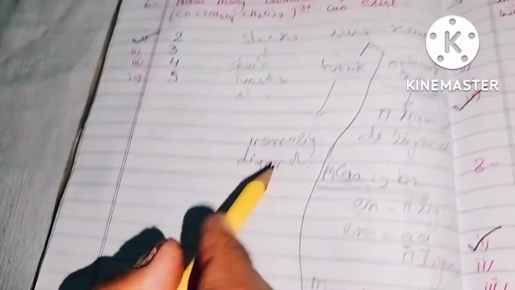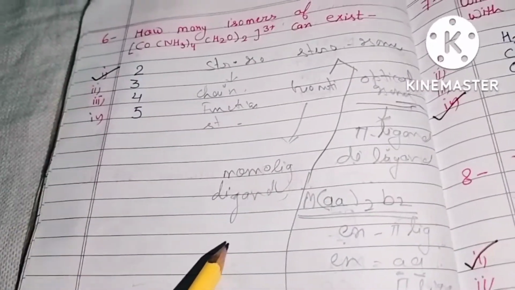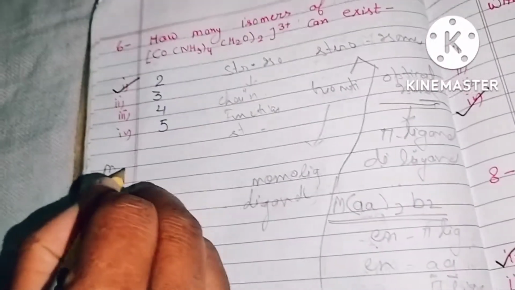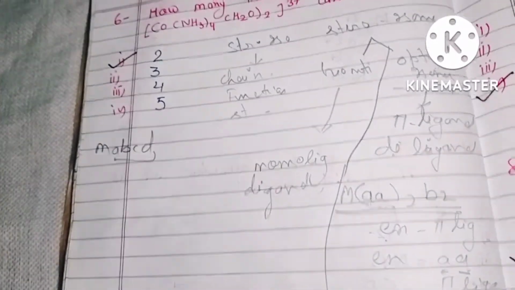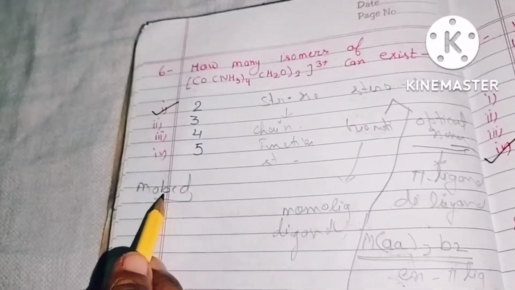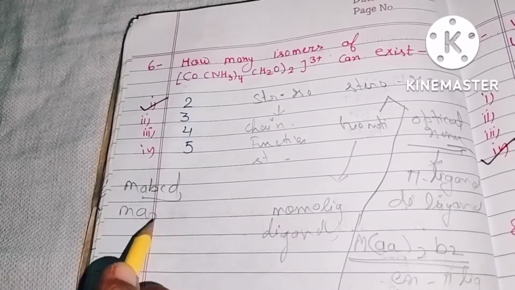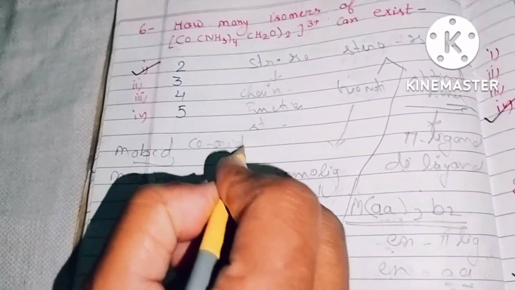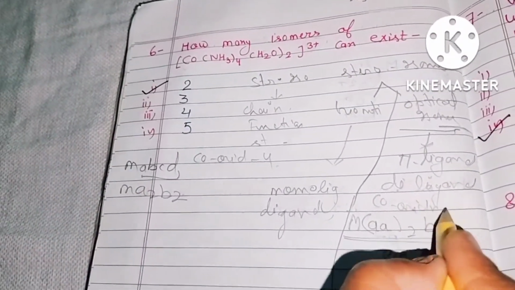But geometrical isomers show in both mono ligand and di ligand types of complex compounds, with examples like M A B C D. In these conditions, all 4 ligands are different. M A2 B2 has coordination number 4. And in this condition, the coordination number is 6.